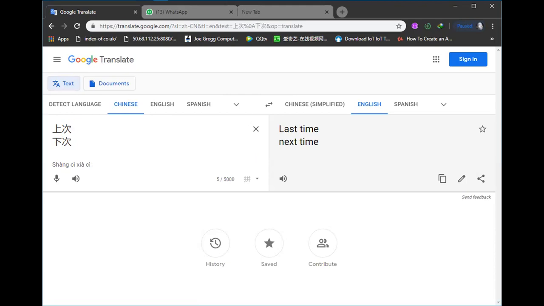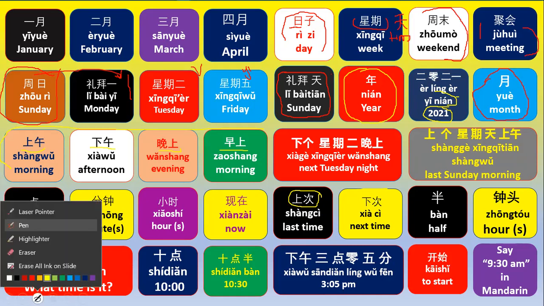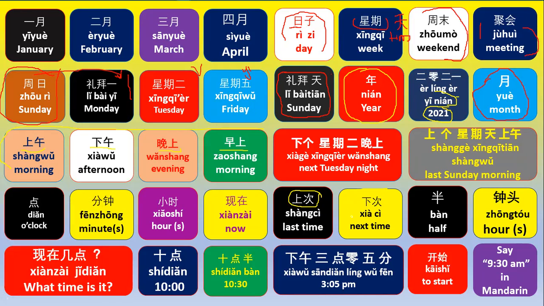Okay, so here we go. Back to our slide. We have shang ci, which is last time, all right? And then xia ci, which is what does xia ci mean? 下次. What does it mean? Next time. Yes, so these are opposite, all right?